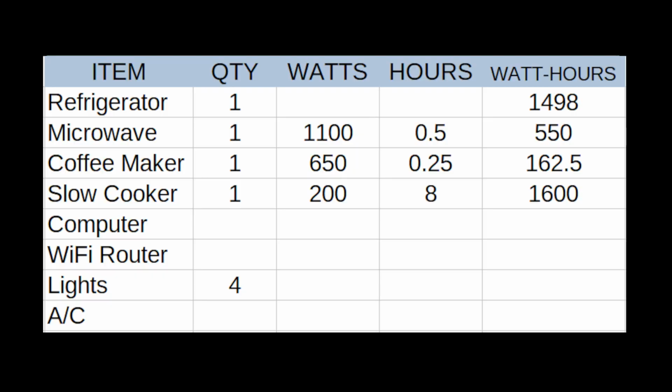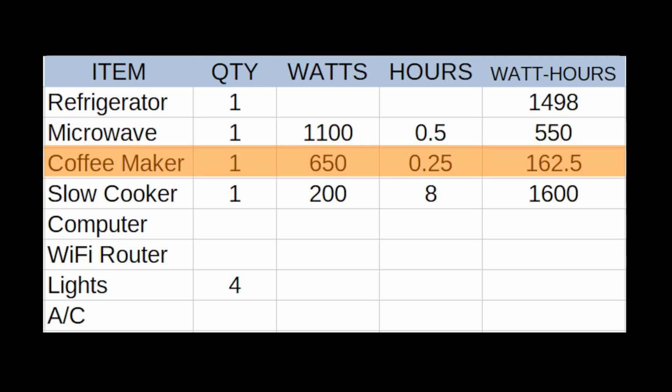You usually only use a microwave 5 to 10 minutes at a time, but you can use it a couple times a day. So let's say it gets used for half an hour a day. So 1100 watts times 0.5 hours gives us 550 watt hours.